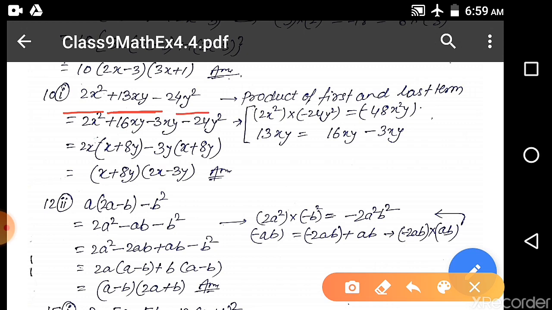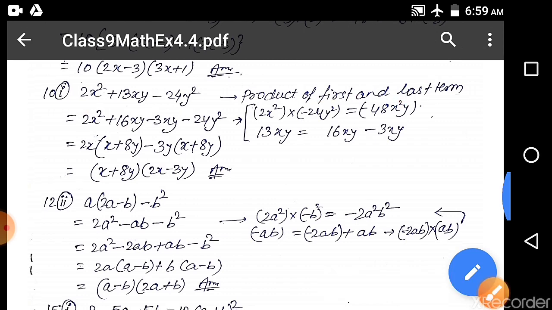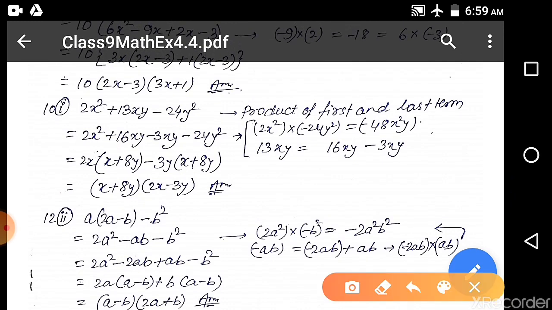So the first step that we will follow is the product of first and last term. We will multiply the complete first term, 2x square, and it is minus 24y square. So the product of first and last term, 2x square into minus 24y square, is minus 48 x square y square. Now we have to get 48 x square y square with a minus sign.